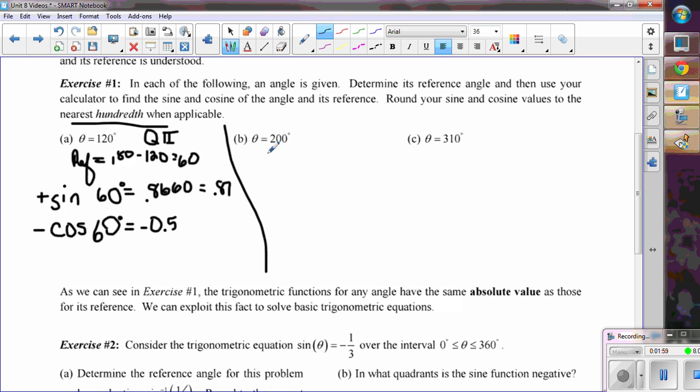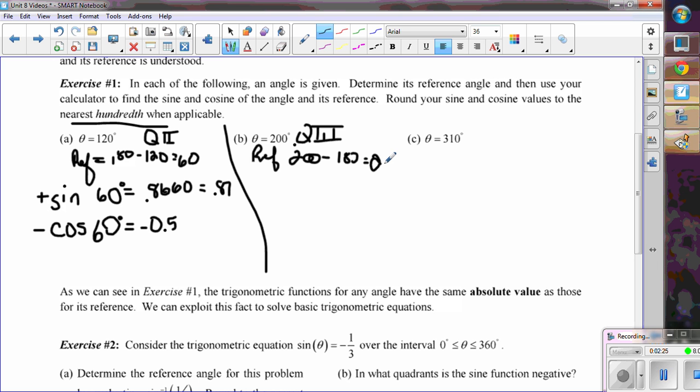Looking at the next one, it is 200 degrees. First thing you have to do is find the reference angle. So we subtract. This is in quadrant 3. It's more than 180, so we have to take 200 and subtract 180. And we get 20 degrees.